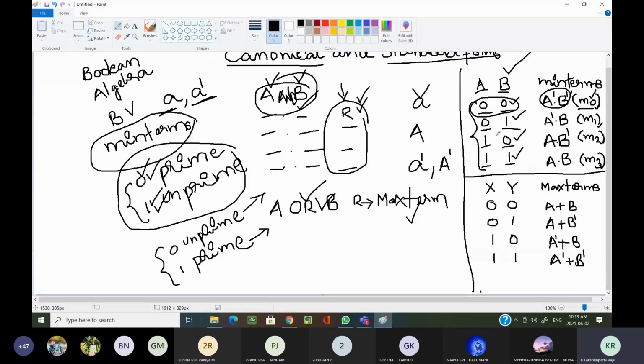Why? Because we already know, if I consider two binary variables, what are the four combinations I am getting? These are the four combinations I am getting. We should consider them as m0, m1, m2, m3. Am I clear to everyone? It is clear to each and everyone. Yes, sir.